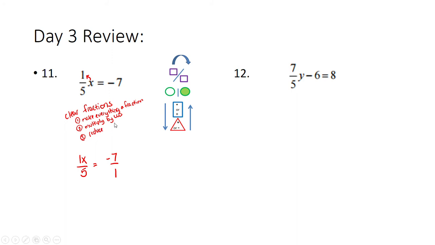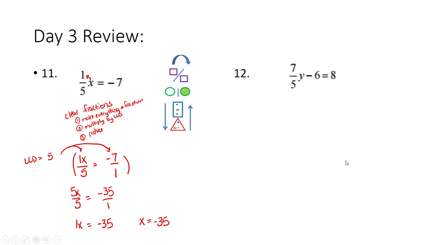Then our second step is multiply by the LCD. If you look at the denominators, we only have 5 and 1. So the LCD, the lowest common denominator, would be 5. So we would multiply all the numerators by 5. So 5 times 1x becomes 5x, and we keep the same denominator. And 5 times -7 is -35. Keep the same denominator. Now next, step 3 is to reduce. So 5x divided by 5 becomes 1x. -35 divided by 1 is -35. Now if you divide both sides by 1, you still have -35. So that's my answer for number 11.